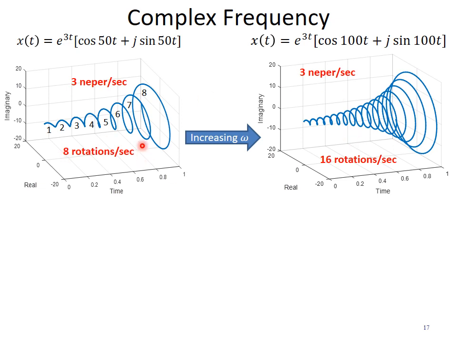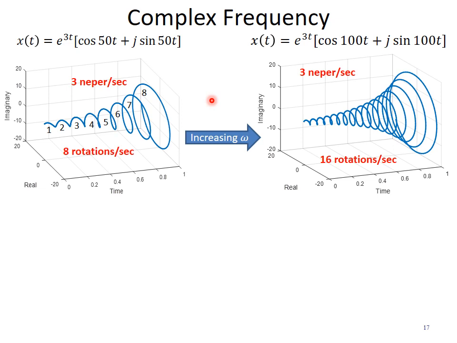So you can see, as far as the rate of change of magnitude is concerned, in both cases it is the same. The maximum value is around 10, but the number of rotations has doubled. Now it has 8 rotations per second, and now we have 16 rotations per second, right? So increasing omega only increases the number of rotations; the rate of change of magnitude doesn't change, right?